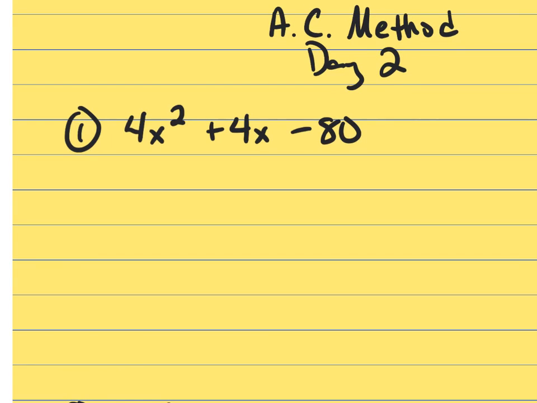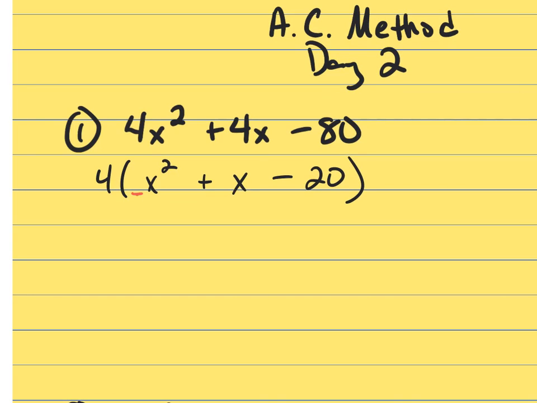As I told you guys yesterday, it is extremely important to know how to use the AC method, but it's more important to know when to use the AC method. So don't just jump straight into a problem and start doing the AC method. Because the A value is a 4, our first look is always, can we take a 4 out? And in this problem, can we take a 4 out? Yes, we can factor out a 4. And if I factor out a 4, I'm left with x squared plus 1x minus 20.